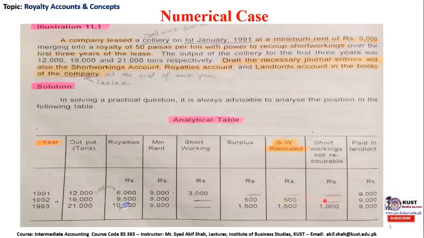Short working not recoupable was nil, and the amount paid at the end of the second year to the landlord was once again 9,000, the minimum rent. In 1993, tonnage was 21,000. Royalty became 10,500 rupees. The minimum rent decided was 9,000. So short working is not there since the royalty fee is well above the minimum rent. Therefore, the surplus in this year is 1,500 rupees.